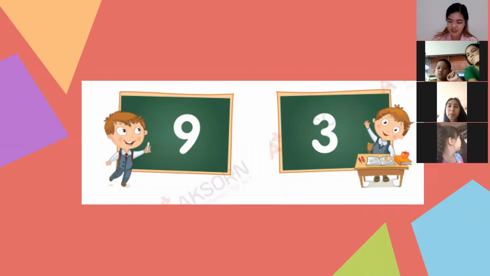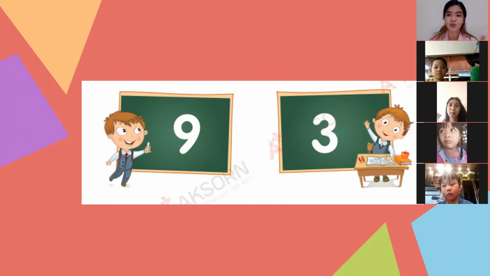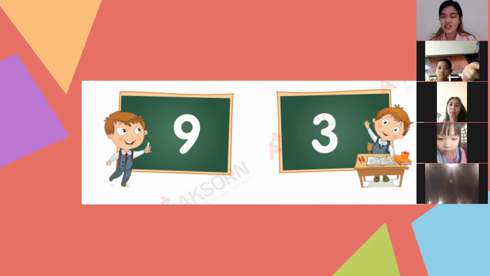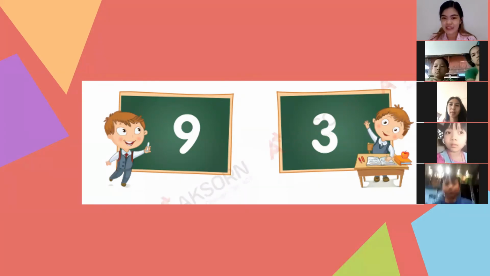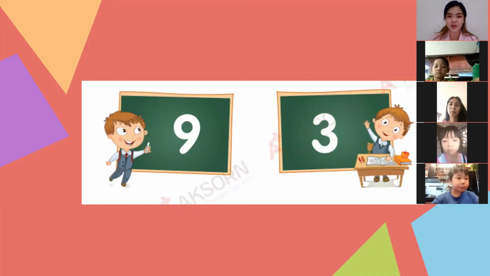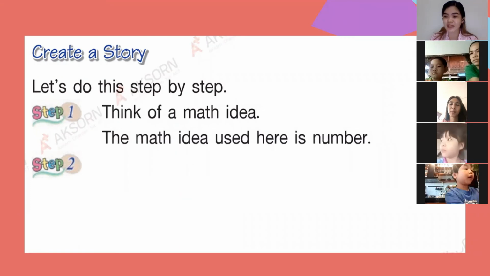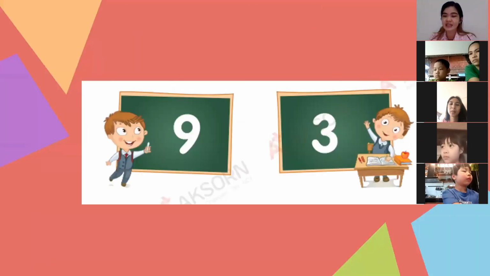So you can see on our screen, we can also make our story from numbers given. So we have 9 and 3. So we're going to make stories about these numbers. First, we're going to create a story. The first step is to think of a math idea. The math idea we used here is numbers.